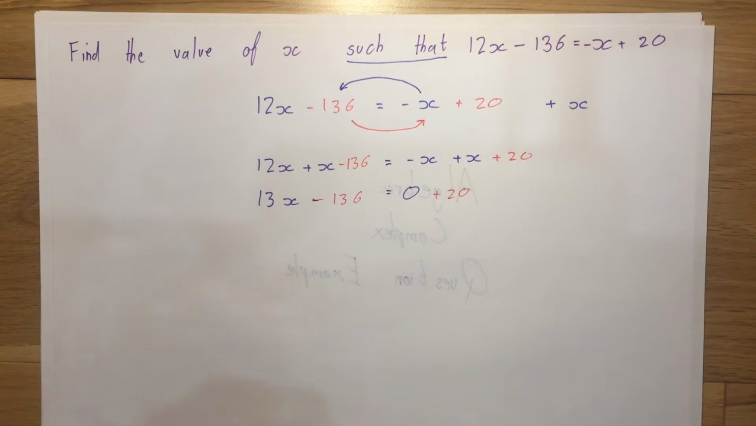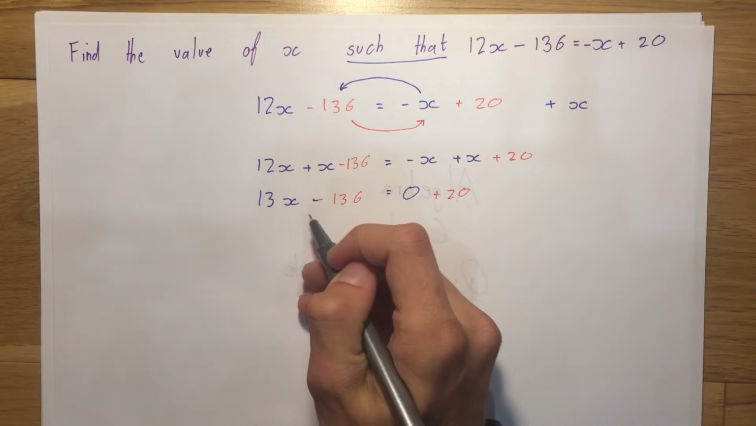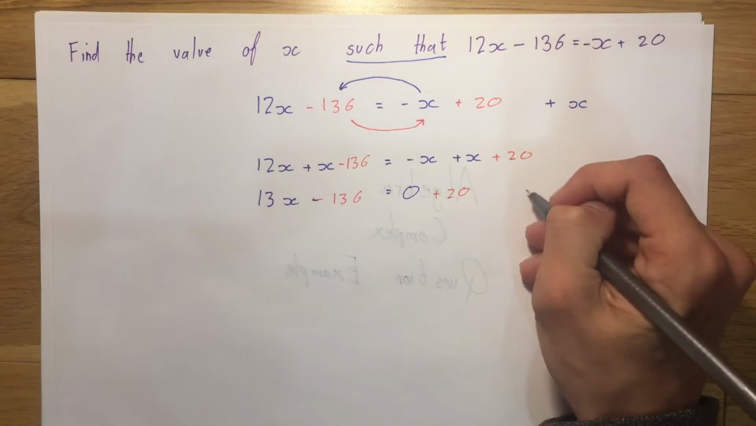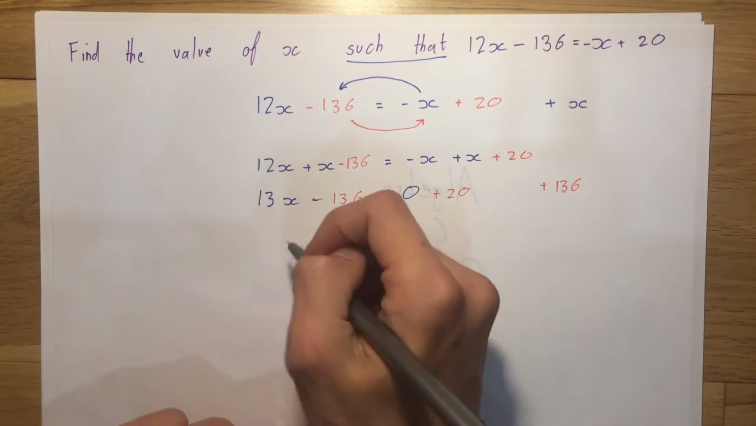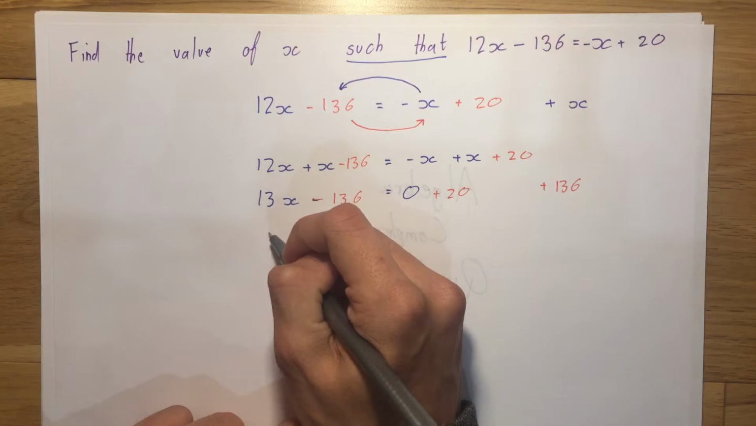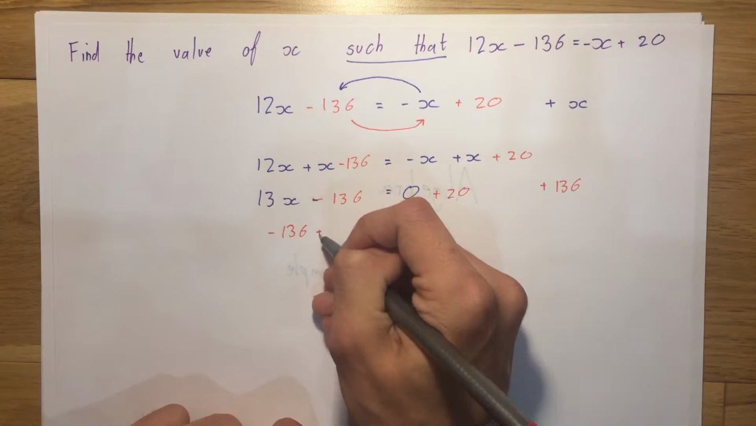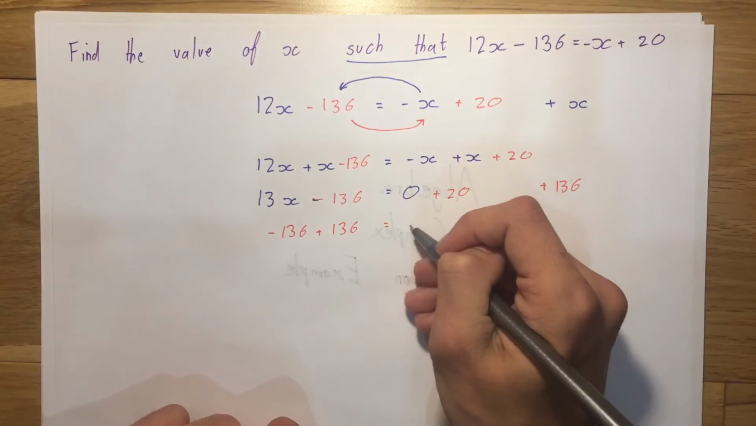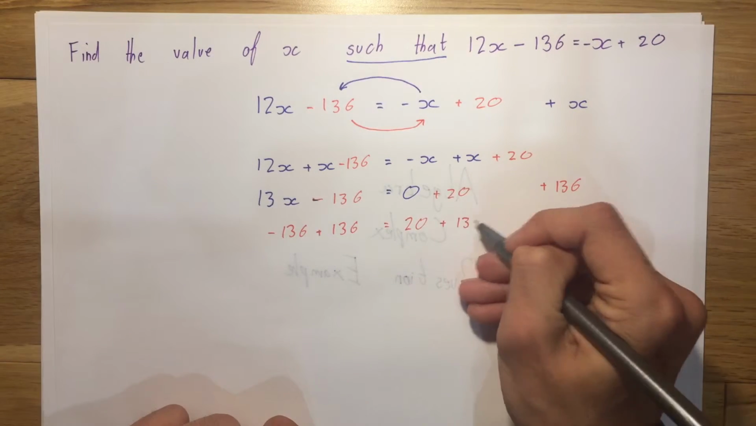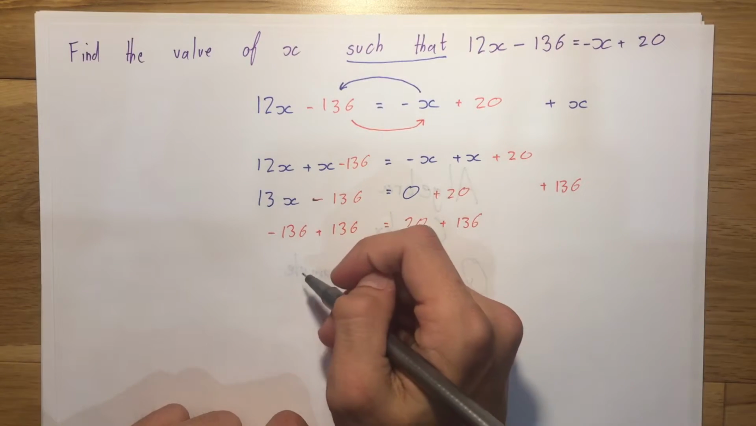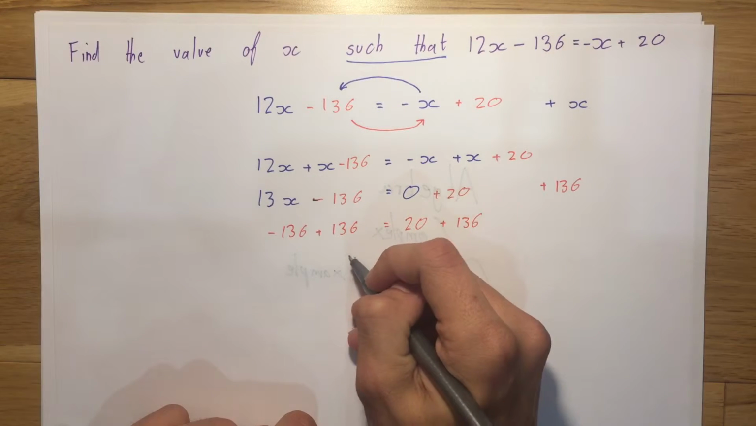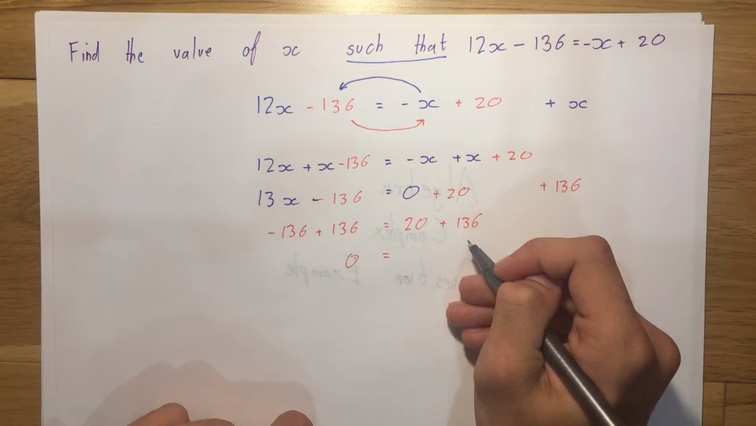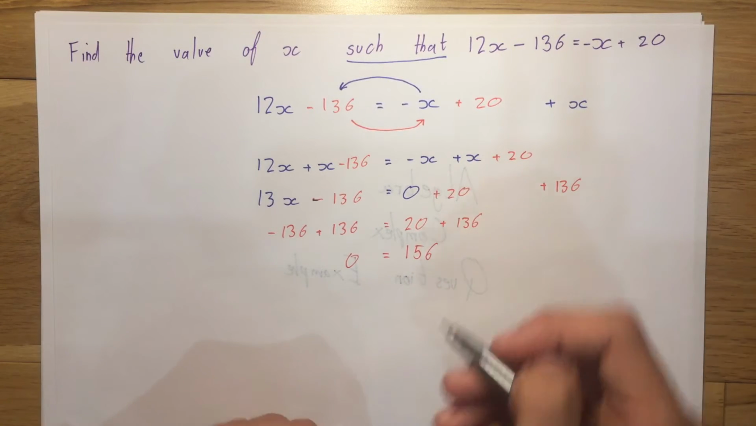The next thing we want to do is get rid of this minus 136 from this side. To do that, we want to add 136 to both sides. So rewriting this part, we get negative 136 plus 136 is equal to 20 plus 136. So negative 136 plus 136 makes 0, and on this side 20 plus 136 makes 156.